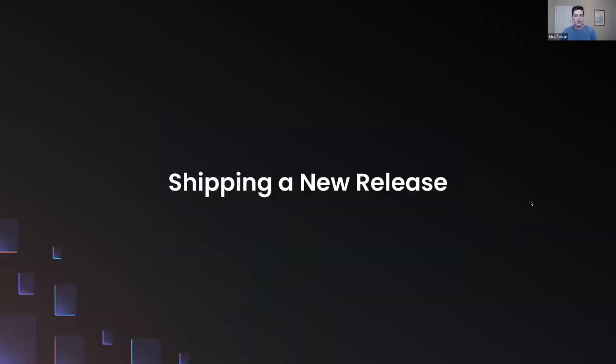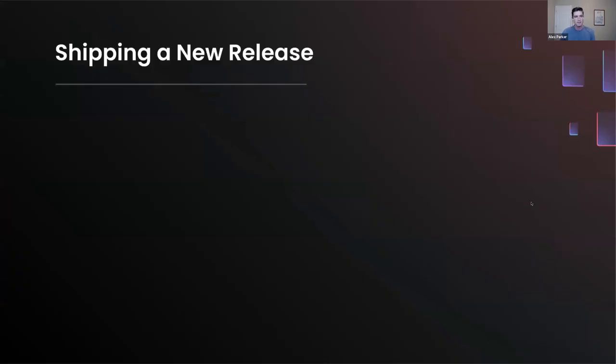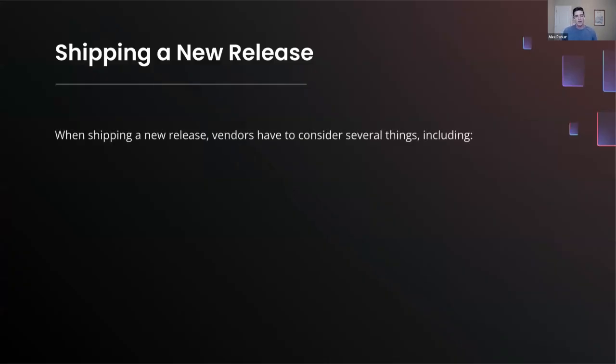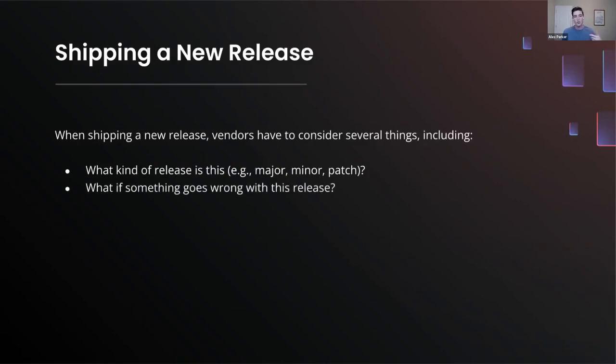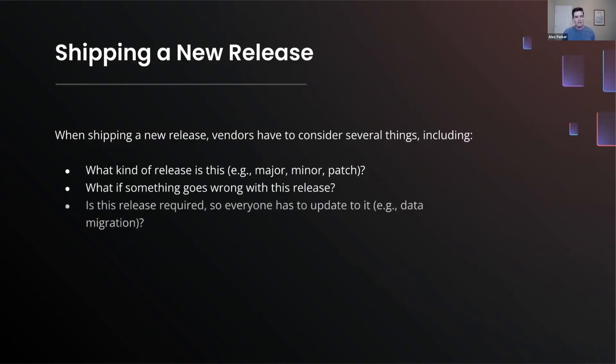So now let's talk about some features for shipping a new release. There's a lot of things you might need to consider when you're shipping a new release. What kind of release it is, like is it a major version or a minor or a patch? What if something goes wrong with this release? What do you want your customers to do in that circumstance?